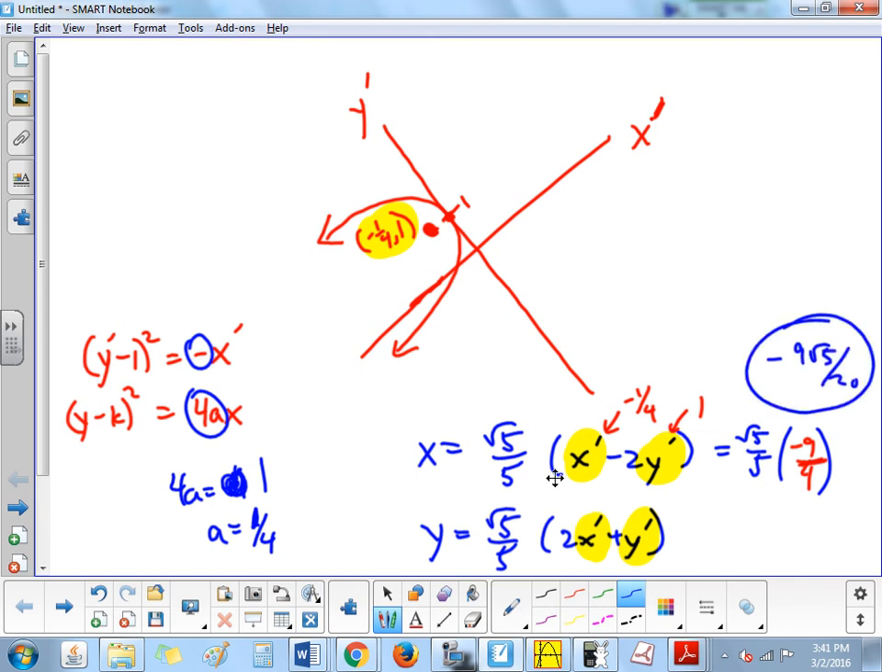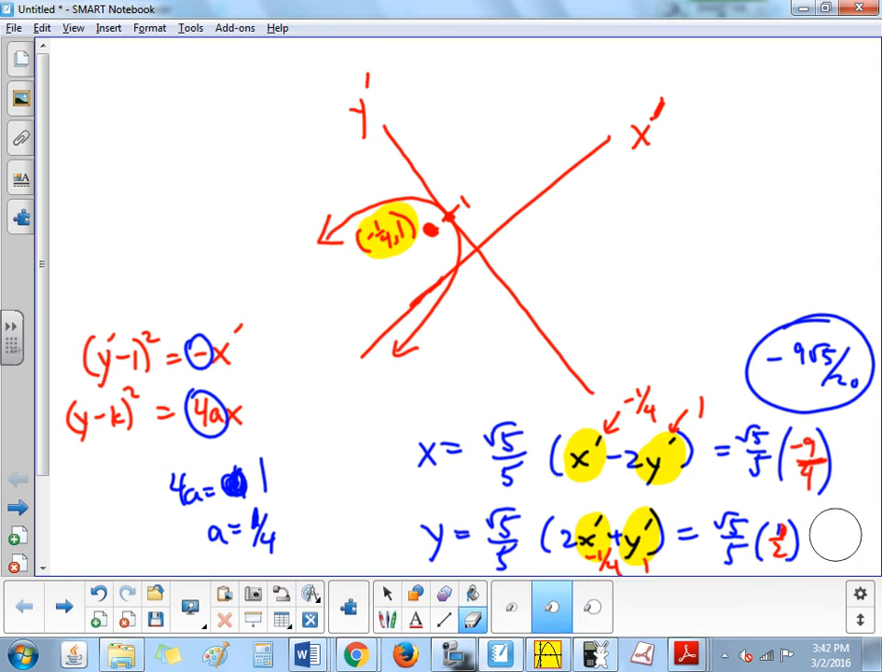Okay, then we go down here and we do the same thing. We plug in the negative 1/4 and the 1. So now you have negative 2/4 plus 1, or negative 1/2 plus 1. So it's just a half. So this is just root 5 over 10. So it's basically root 5 over 5 times 1/2. So it's root 5 over 10. The stylus doesn't work very well on the edges of my screen. There we go. These are the x and y coordinates.